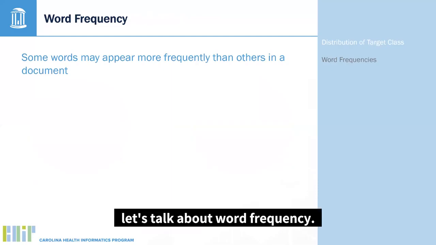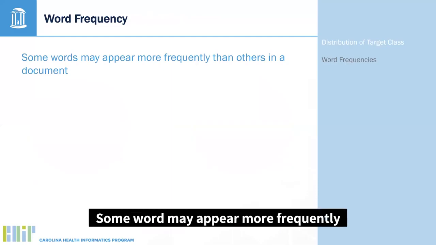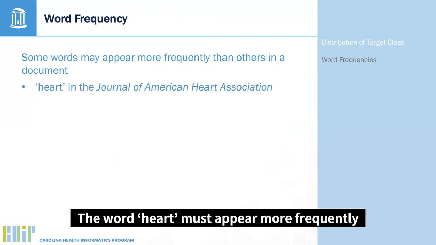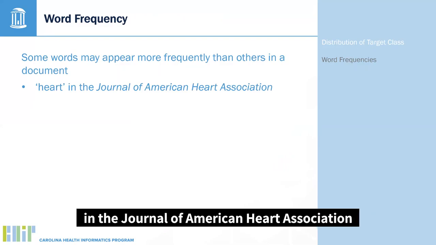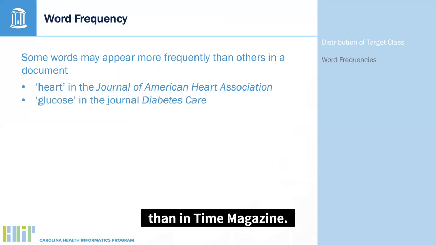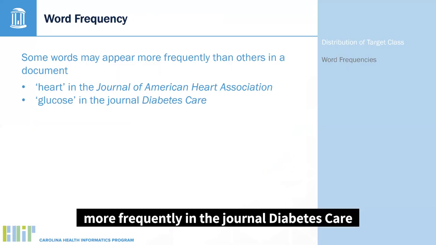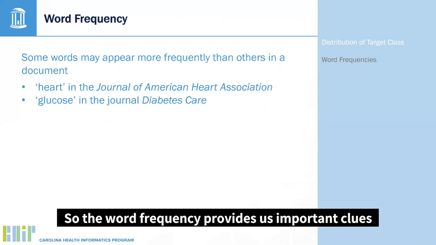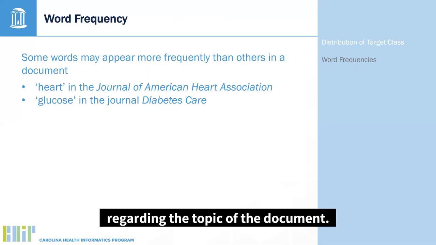Next, let's talk about word frequency. Some words may appear more frequently than others in a document. The word "heart" must appear more frequently in the Journal of the American Heart Association than in Time magazine. The word glucose must appear more frequently in the journal Diabetes Care than in HGTV magazine. So the word frequency provides us important clues regarding the topic of the document.